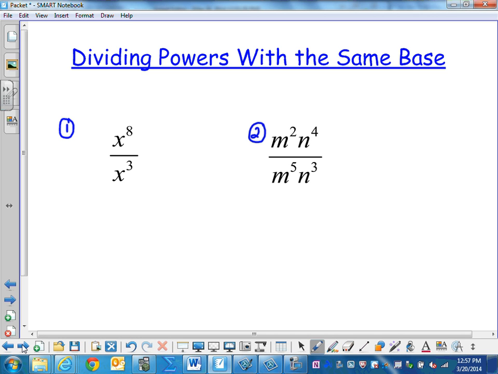So let's try these two examples. x to the 8th divided by x to the 3rd. The largest exponent is 8. 8 minus 3 is 5. Since the largest exponent is in the numerator, x to the 5th goes in the numerator, which is x to the 5th over 1, or we just write x to the 5th. Go ahead and try the second problem.